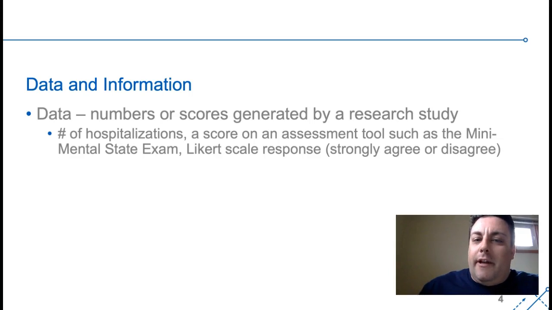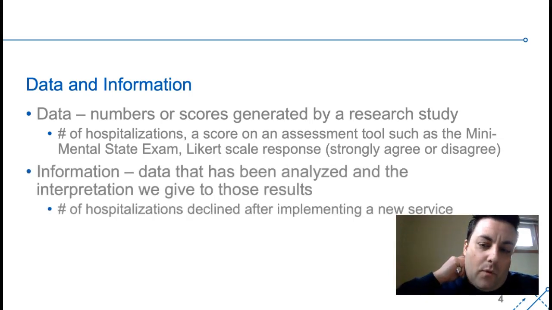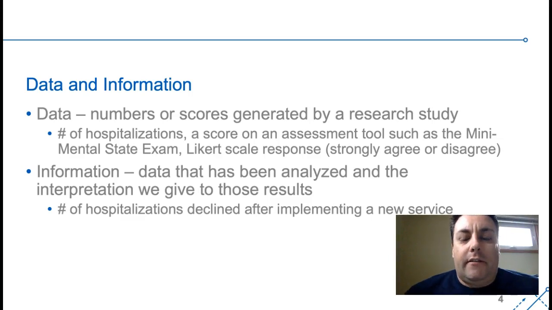Data could also be a response on a Likert scale. Information, just to add a little bit of nuance to this, is data that's been analyzed and interpreted in some way to give meaning to those results. So if we were to take some examples from that previous bullet point about data and turn it into a piece of information, we might say something like the number of hospitalizations declined after implementing a new service, or a score on some assessment tool decreased or increased or went in some desired direction.